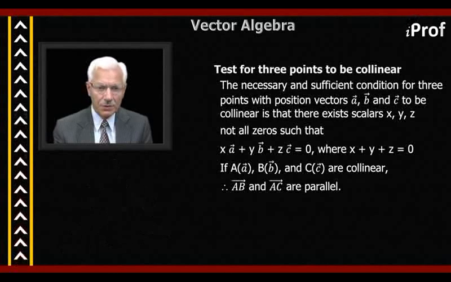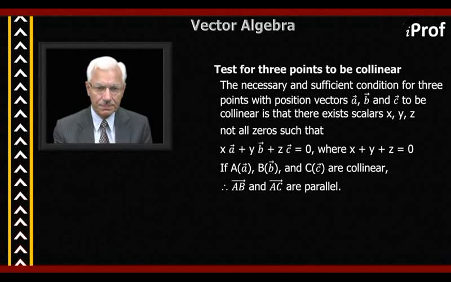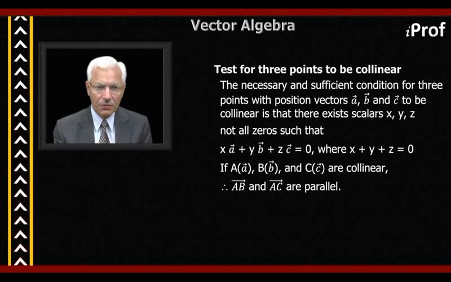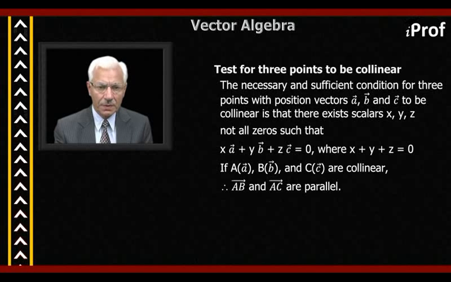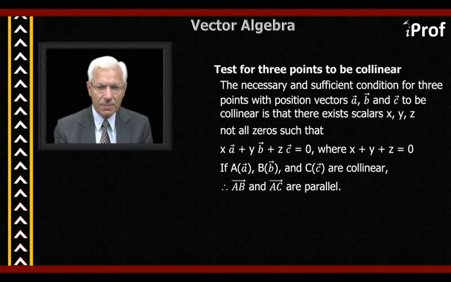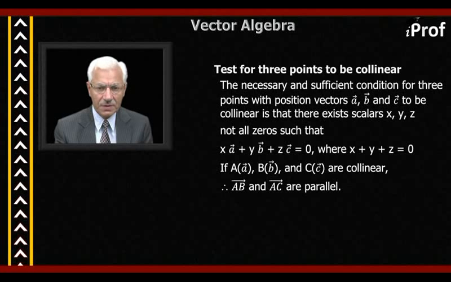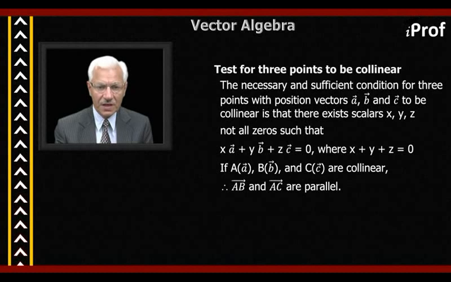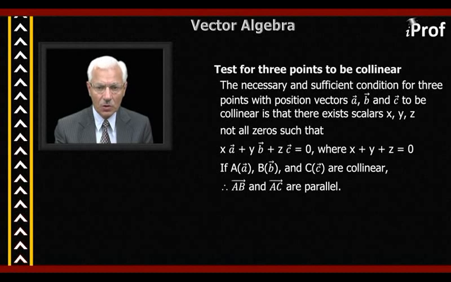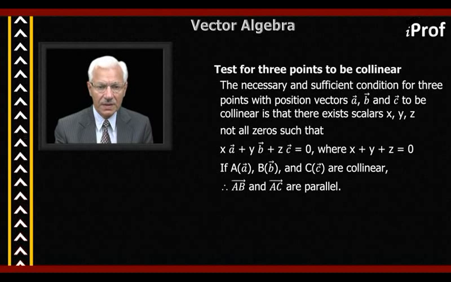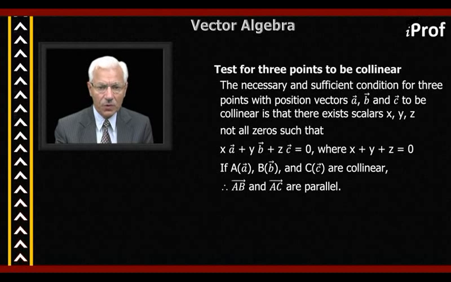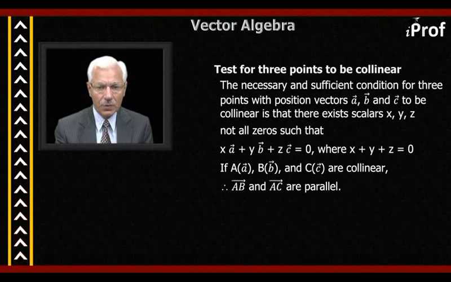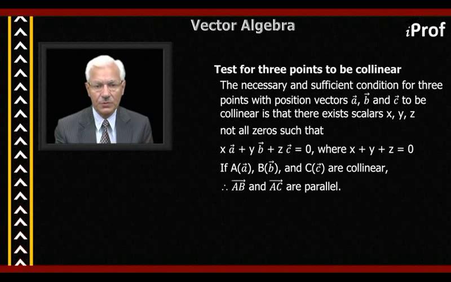Now, test for 3 points to be collinear. The necessary and sufficient condition for 3 points with position vectors A, B, C to be collinear is that there exist scalars x, y, z, not all zeros, such that x times vector A plus y times vector B plus z times vector C is equal to the zero vector, where x plus y plus z is equal to 0.